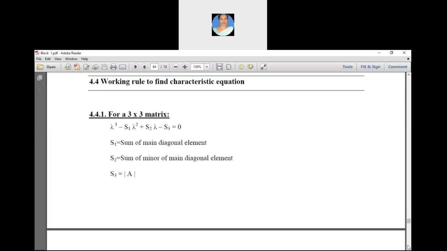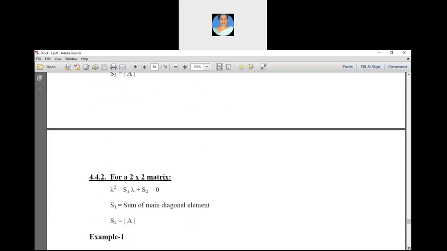The next one is the 2 cross 2 matrix characteristic equation formula. That formula is lambda square minus S1 lambda plus S2 equal to 0. S1 is the sum of the main diagonal elements. S2 is the determinant of A. So in the next one, examples.